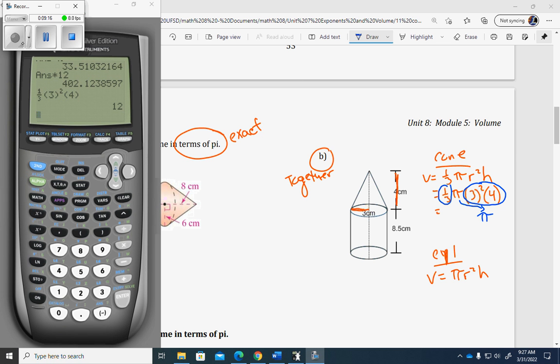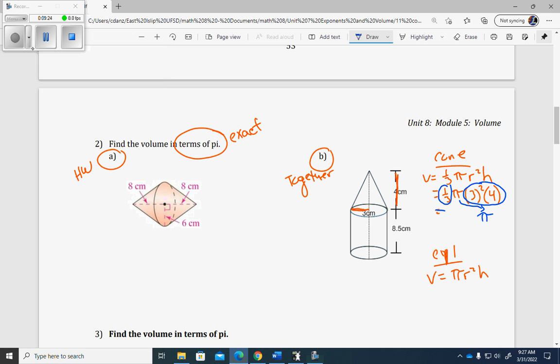When I type in 1/3 times 3 squared times 4, I get 12. So my exact answer for the cone is 12 pi. Remember, an exact answer leaves pi in your answer. Don't push the pi button on your calculator. Now we'll take care of the cylinder.